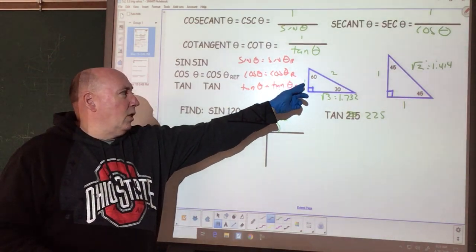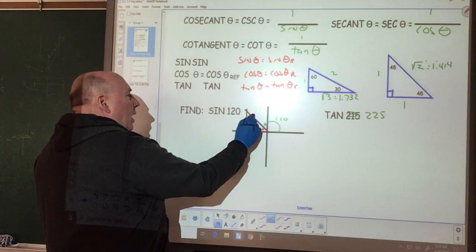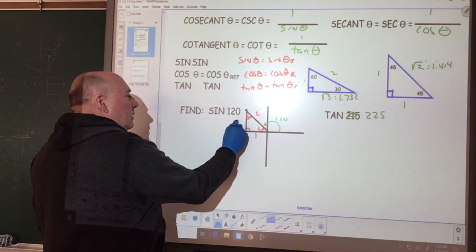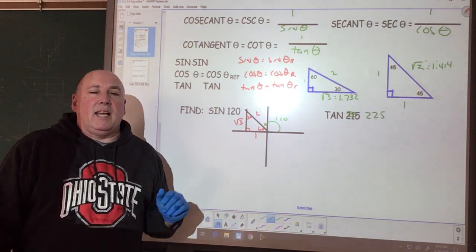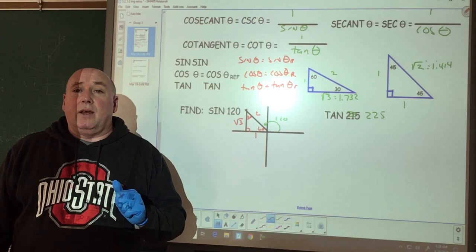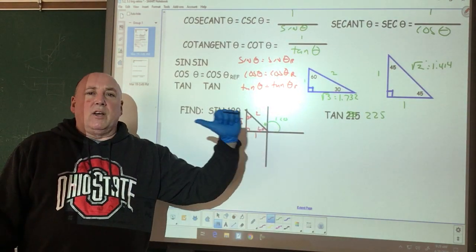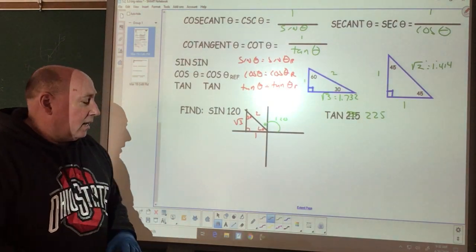Once we got that, we looked at our 30-60 right triangle. Across from the 30 is a 1. Hypotenuse is 2. Across from the 60 is square root of 3. Once we got that down, then we took a look. Do we have any negative signs that we have to worry about? Any side that goes to the left or goes downwards, we have to put a negative to it.